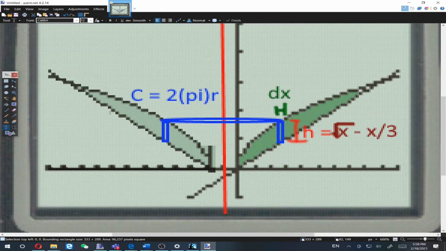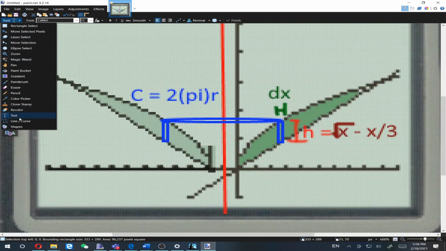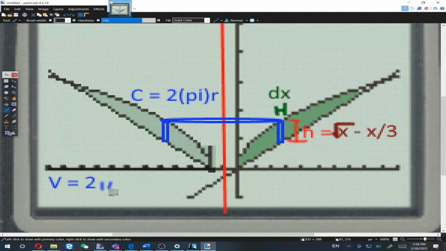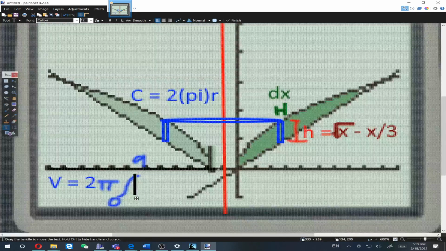Okay, any questions on what's going on with our picture? No questions. Okay. What's our volume with this method? Or, sorry, with shell method? There's 2 pi times the bounds. What are the bounds? Okay, 2 pi times the integral, from a start point to an end point. So for us, that's going to be from 0 until we said 9 earlier, of r h w.